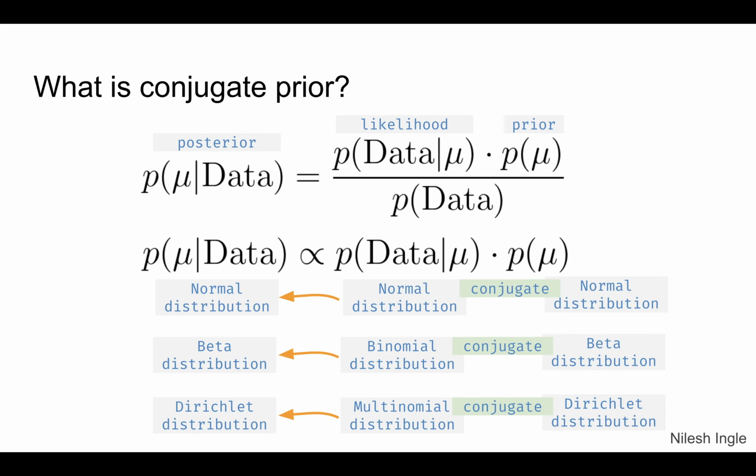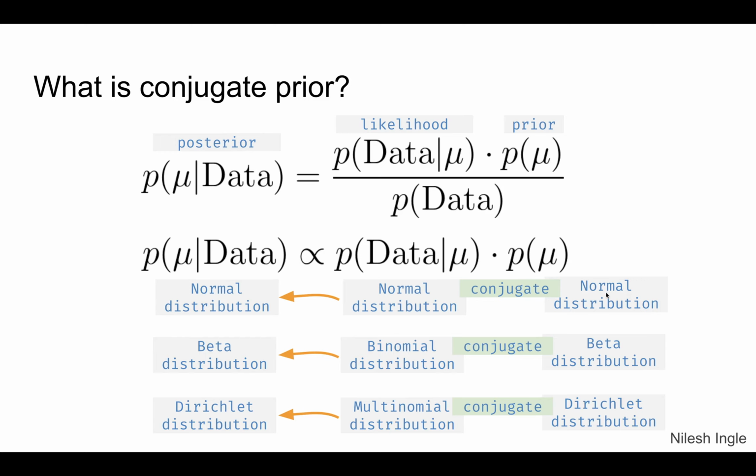Another term that we'll be using in this section is conjugate pair. What do I mean by that? Now here we have this Bayesian formula. We have the parameter that we are trying to find given the data, which is equal to the likelihood times prior upon evidence. And if we look at the proportions, if we skip this denominator, then we have this: posterior is proportional to likelihood times prior.